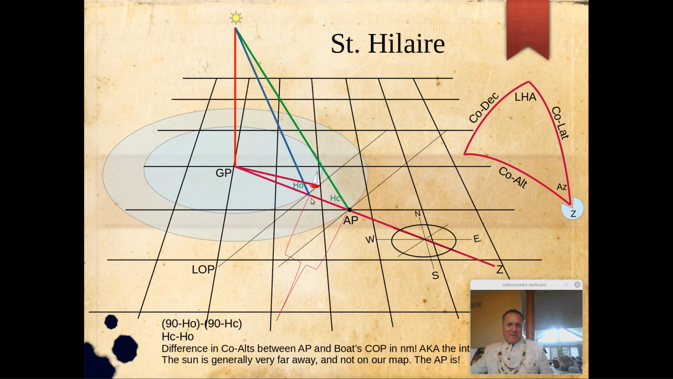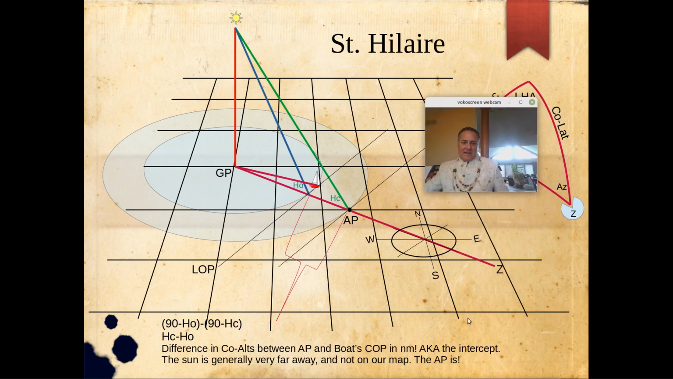The map that we actually use approximates the segment of this circle with a line easily. All right, that'll become clearer shortly. The important thing is the difference in co-altitudes between the assumed position and the boat's circle of position in nautical miles is HC minus HO. It's also known as the intercept, and that's why this is also called the intercept method.